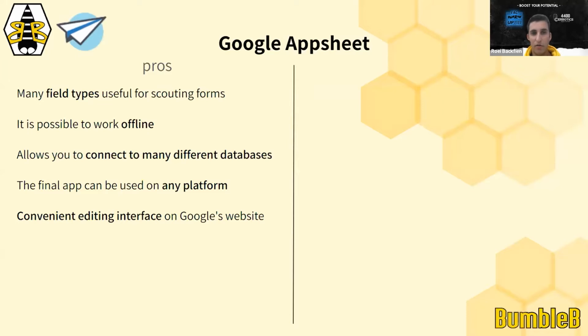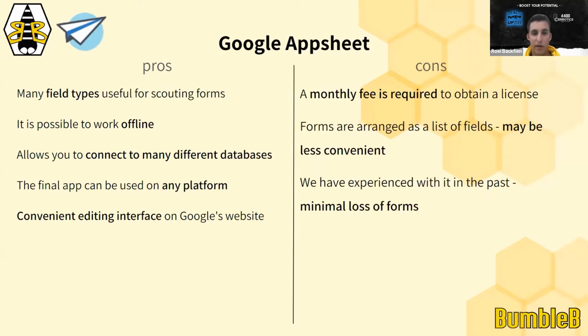And also, it has a convenient editing interface on Google's website. It's very, very easy to edit forms and also create, very intuitive. But the cons of this tool is that it requires a monthly fee in order to obtain a license. It's not a huge fee. It's kind of cheap, but it's still a fee that you need to pay. Also, the forms are arranged as a list of fields, which sometimes can be less convenient.